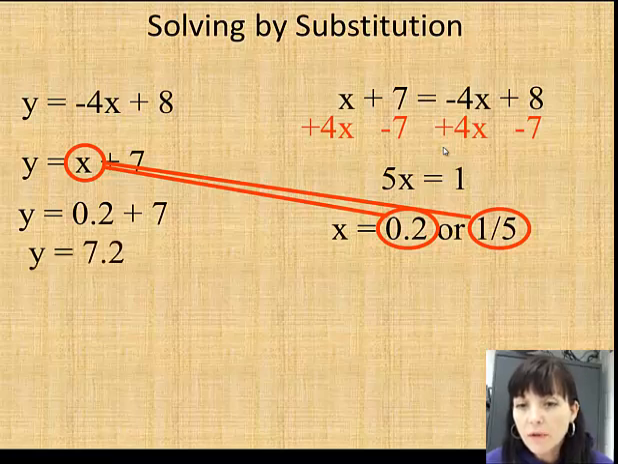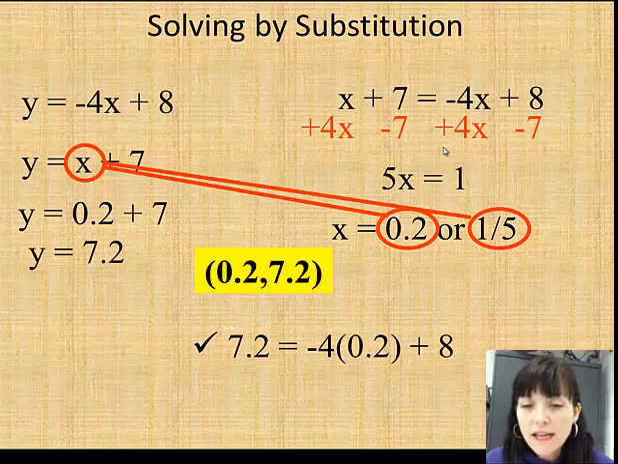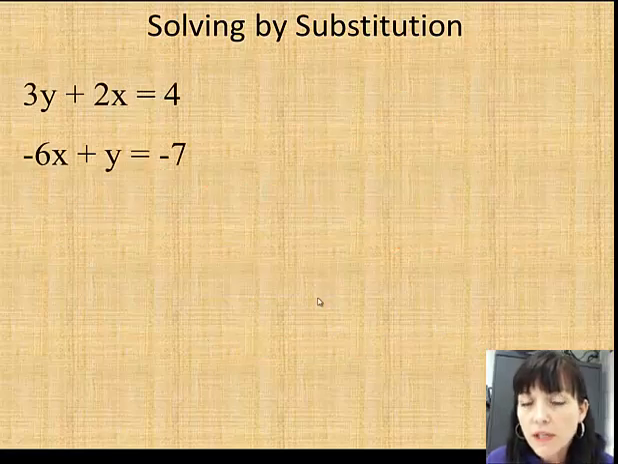So now you have your variables x and y that you've solved for, and your coordinate is 2/10 and 7 2/10. Check your work. You're going to take 7.2, which was your y value, and you're going to set it equal to negative 4 times 2/10 plus 8. We just used the first equation up here to check our work. 7.2 does equal 7.2.